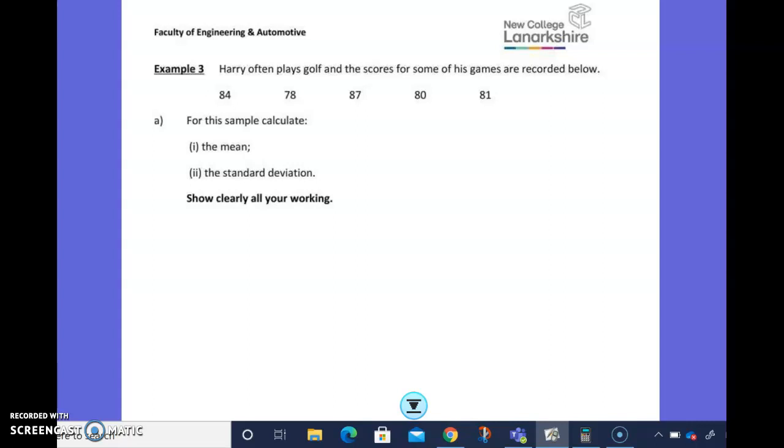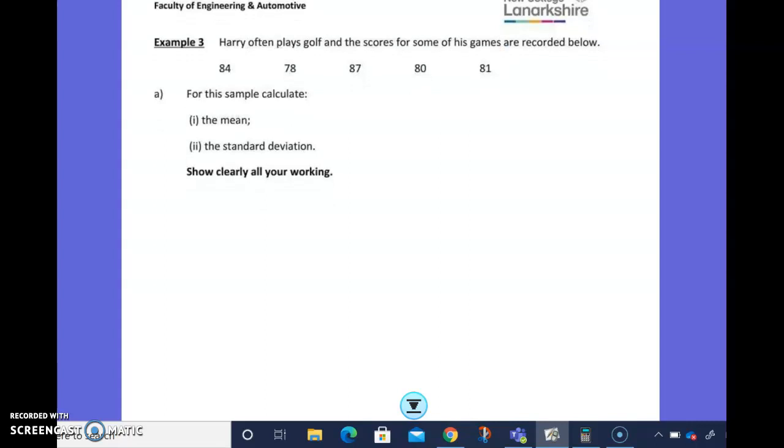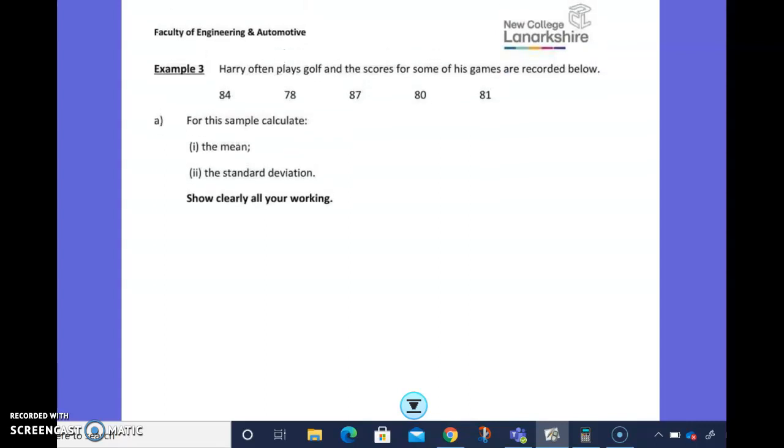If you look at the layout of this one, this is an exam question. I think standard deviation has been in every National 5 and every Intermediate 2 paper since they started. Harry often plays golf and scores from some of his games are recorded below. For this sample, calculate the mean and the standard deviation.